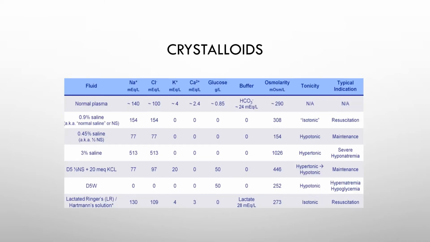This is a chart I would highly recommend putting in your peripheral brain or in your phone, something for your rotations to refer back to. It tells you what the ingredients are, the osmolarity, and the tonicity of most common IV fluids used.